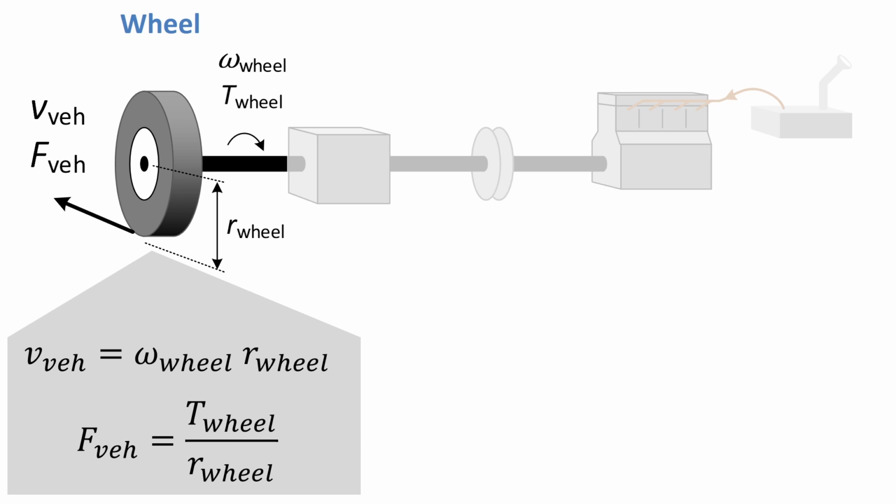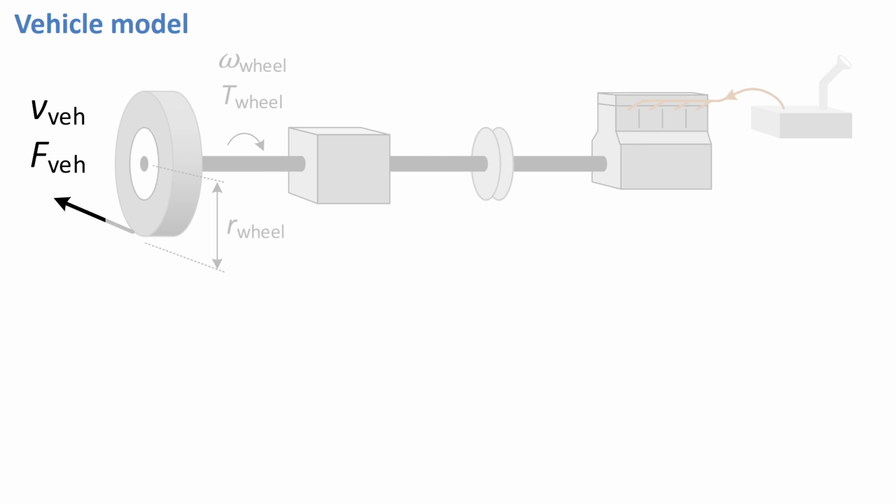The vehicle speed equals the angular speed of the wheel times the wheel radius, and the traction force on the vehicle equals the wheel torque divided by the wheel radius. Notice that the wheel speed has to be expressed in radians per second and the wheel radius in meters to give the vehicle speed in meters per second.